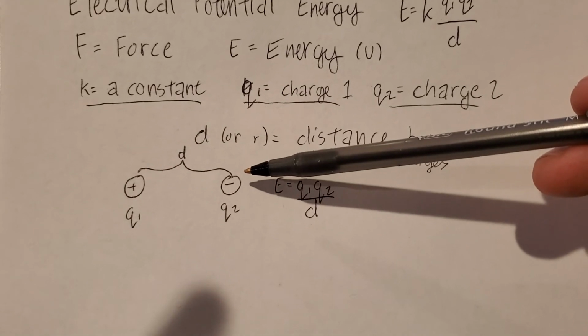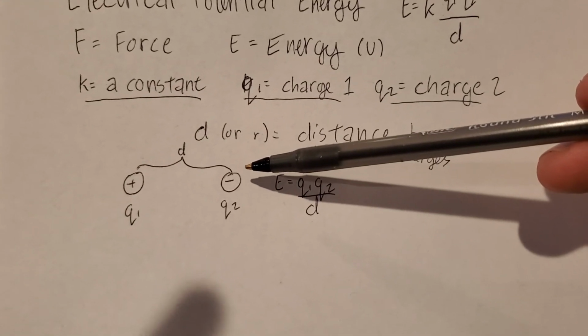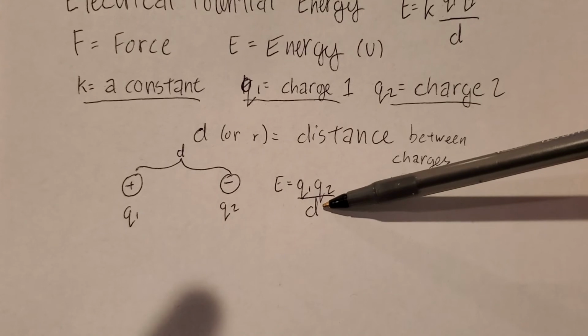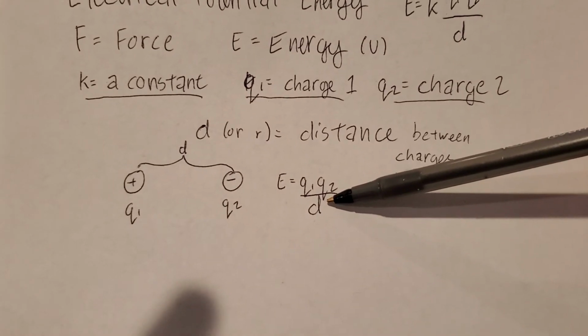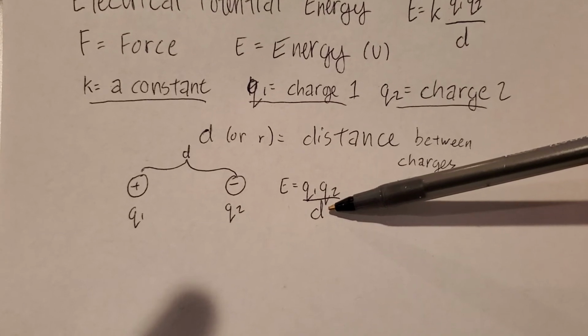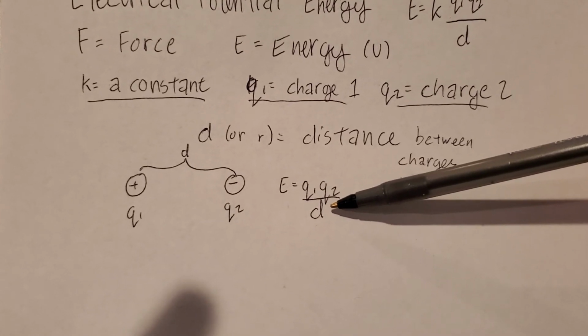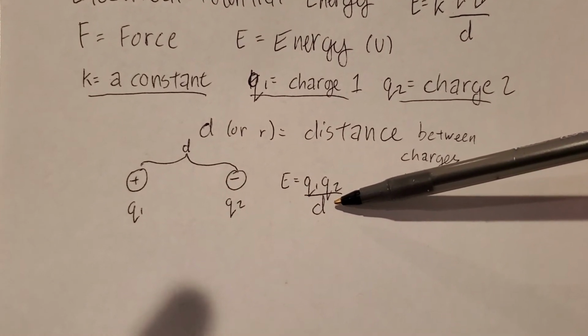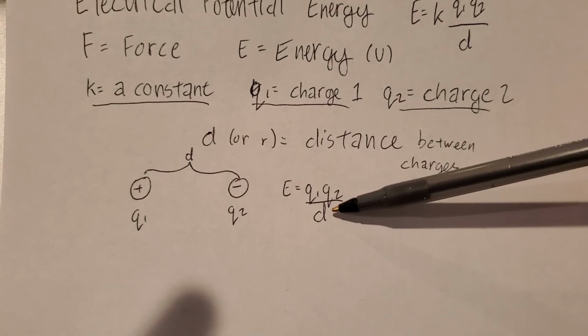If we move them apart from each other, then this D will grow, and the value will get less and less negative. And now the energy of the system is going up, and that's not going to be as favorable for the system. We could flip one of the charges.